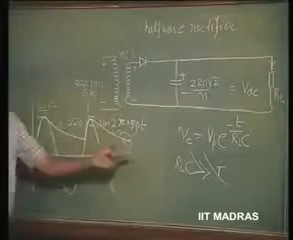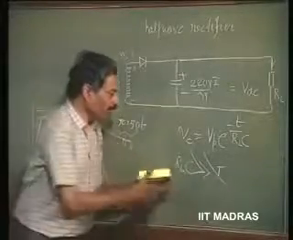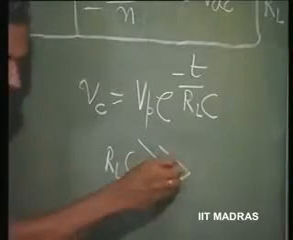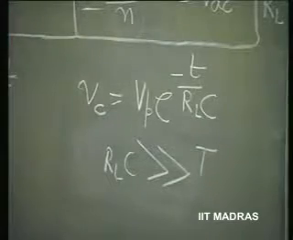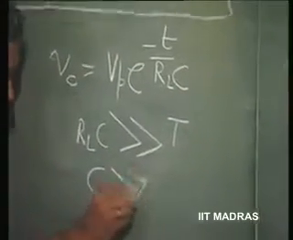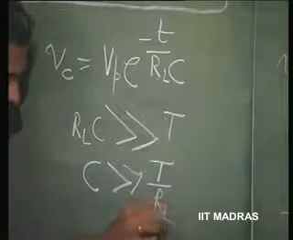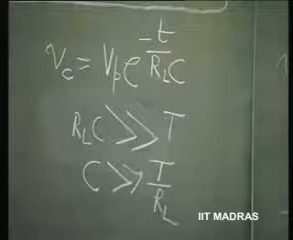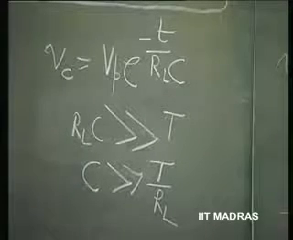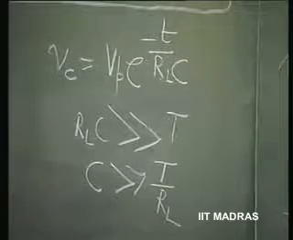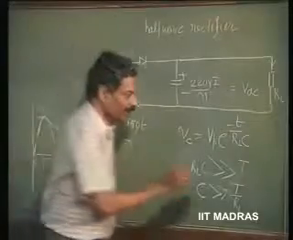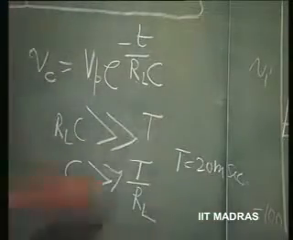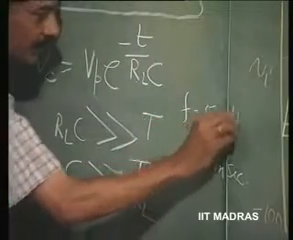So, if this RL into C is made very large compared to T, that means the capacitor has to be so chosen that it is much greater than T by RL. What is the value of T? That value of T we know corresponds to 20 milliseconds. T is equal to 20 milliseconds, because f is equal to 50 hertz.